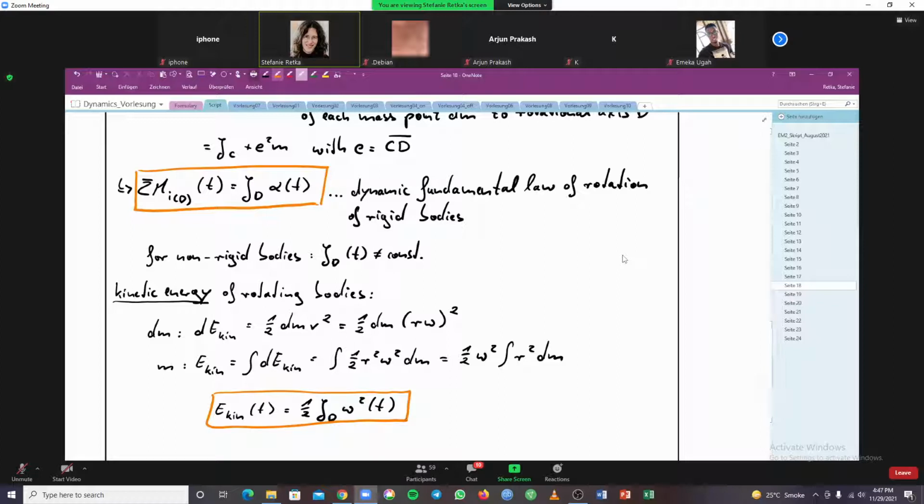Now again, for a translational motion, or the general motion of a point mass, kinetic energy is equal to 1/2 mass times square of velocity. In case of rotational motion of a rigid body, the kinetic energy is equal to 1/2 times mass moment of inertia times square of angular velocity.